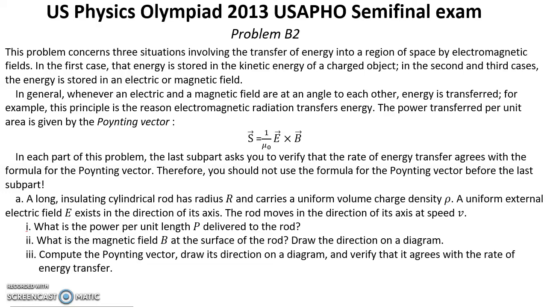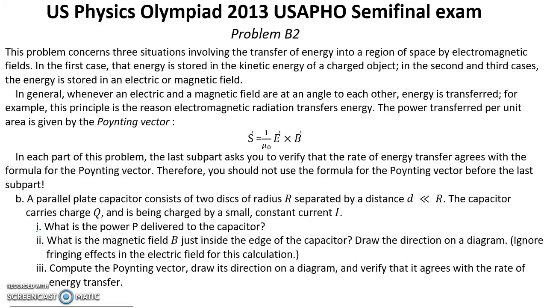Question 1. What is the power per unit length P delivered to the rod? Question 2. What is the magnetic field B at the surface of the rod? Draw the direction on a diagram. Question 3. Compute the Poynting vector, draw its direction on a diagram, and verify that it agrees with the rate of energy transfer.